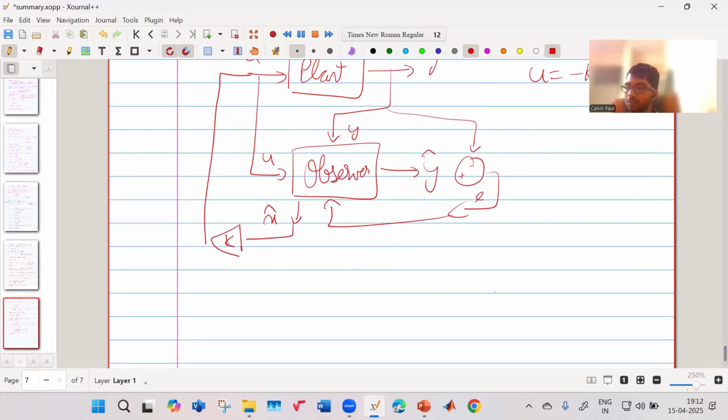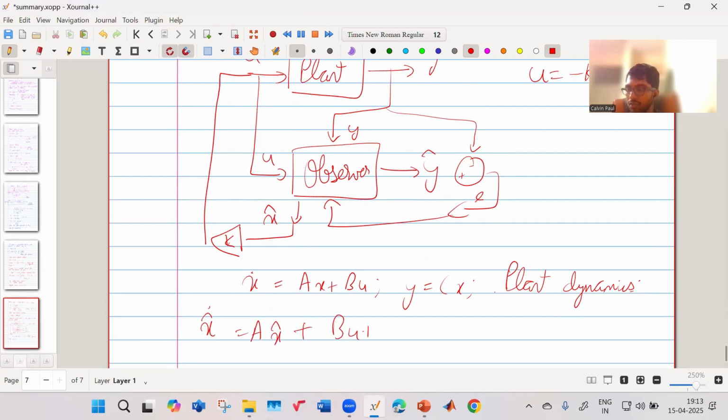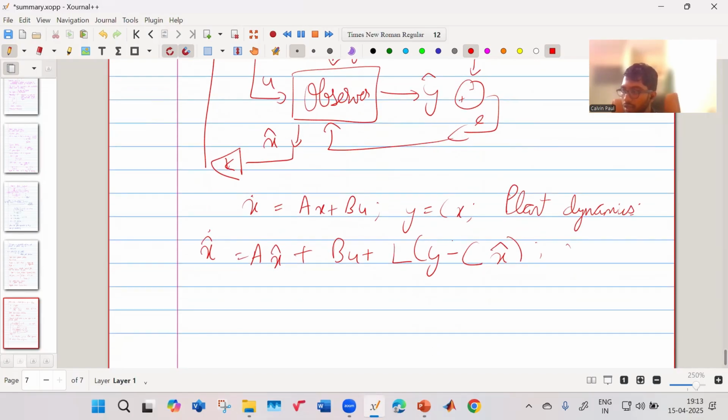Okay, so for an observer, we know our system is given by x dot equal to Ax plus Bu, y equal to Cx. This is the plant dynamics. For the observer, it is x hat dot equal to A x hat plus B u plus L times (y minus C x hat). These are the observer's dynamics. This is like the Luenberger observer.